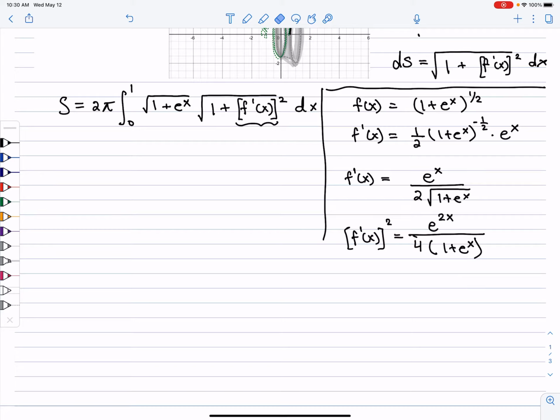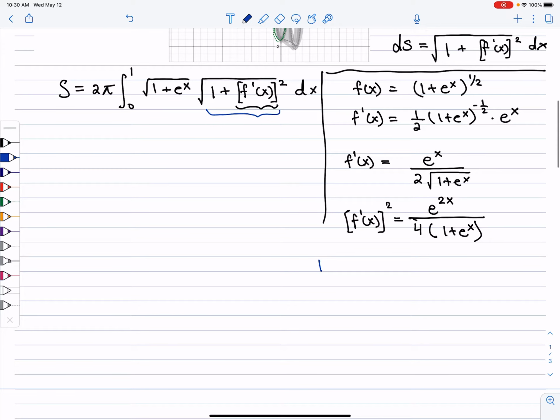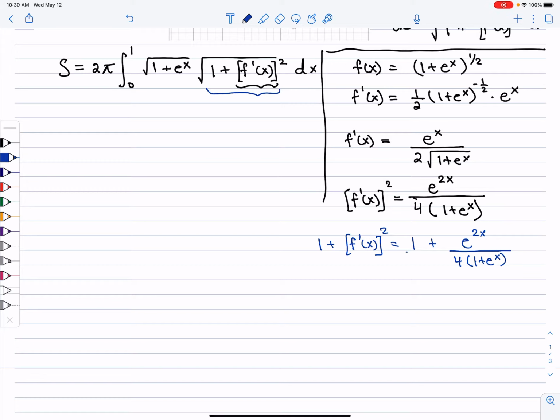The next thing that we're going to be working on is adding 1 to that previous step. So 1 plus f prime of x squared is equal to 1 plus e to the 2x over 4, 1 plus e to the x. We know that in order to add fractions, we need an LCD. So we're going to have 4 times 1 plus e to the x plus e to the 2x over 4, 1 plus e to the x.